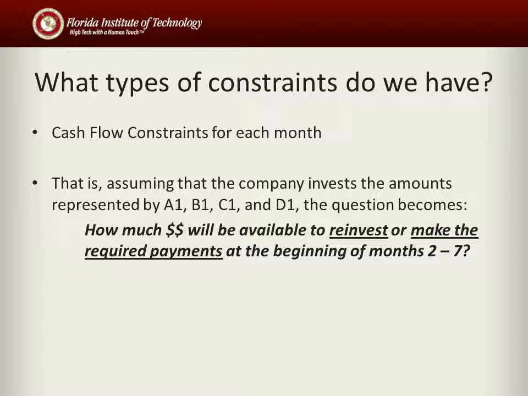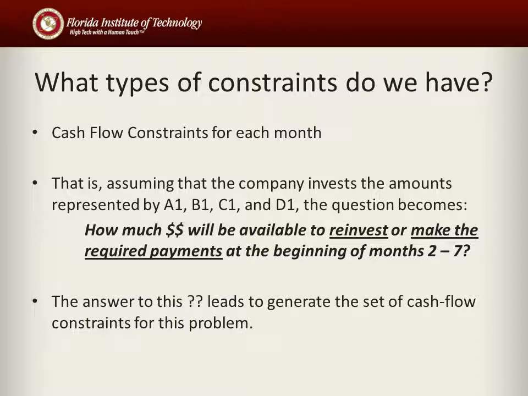So what you need to realize is that the money paid up front is going to be reinvested. We want to minimize that upfront amount and also make sure that they meet the required payments at the beginning of months 2 through 7, whenever there's a required payment. And to answer this question, we need to generate a set of cash flow constraints for this problem. So let's discuss how we set up those cash flow constraints.